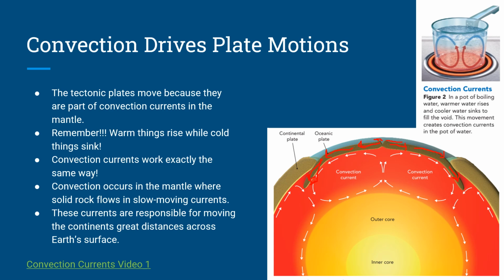Anyways, so the convection currents, because they're cycling around the tectonic plate, are going to move in the direction that it's going. And that's the oceanic plate.